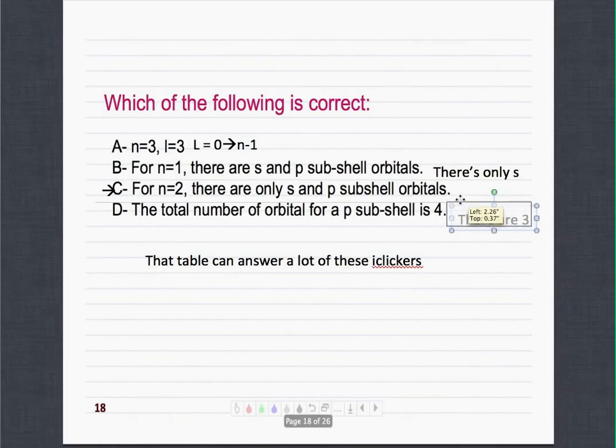That's right. The total number of orbitals for a P subshell is 4. That's wrong. We said that the number of orbitals in a subshell is 2L plus 1. The P equals to L equals 1. That means 2 times 1 plus 1 equals 3. Or you can even memorize it, or know it for sure, that P always has 3 orbitals. Okay, so that makes C the right answer.